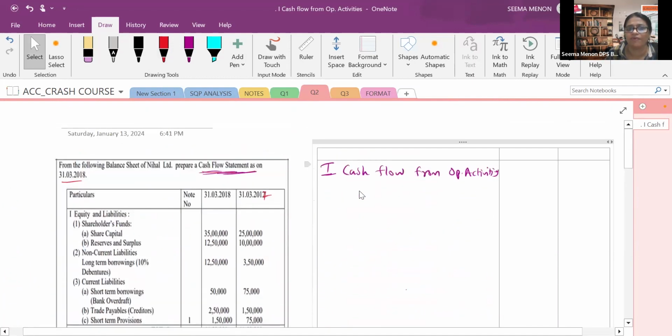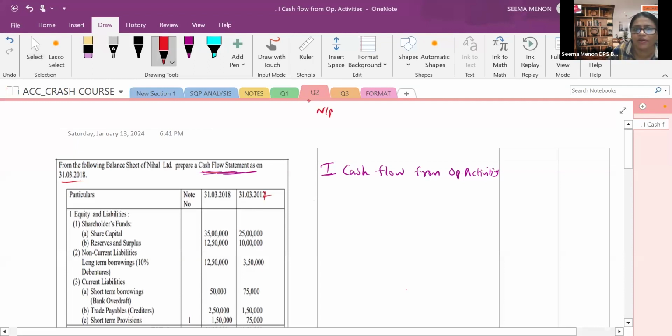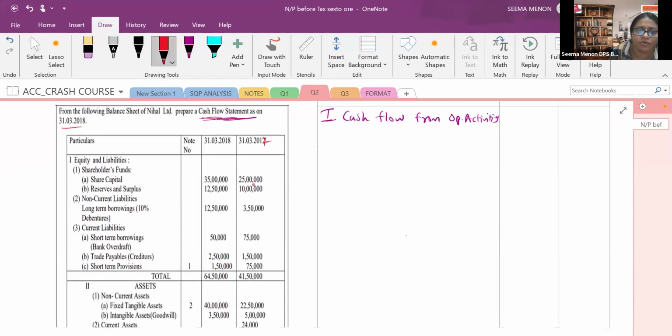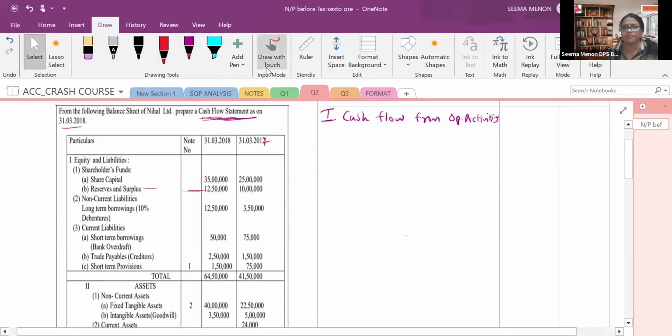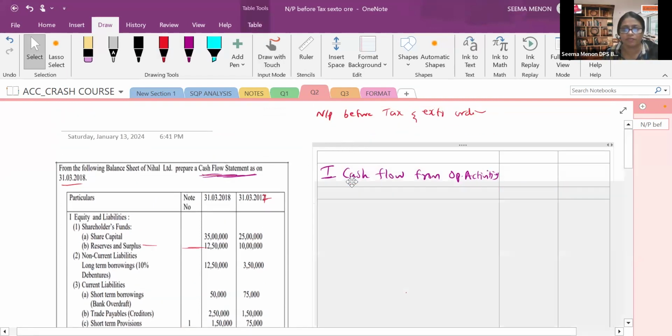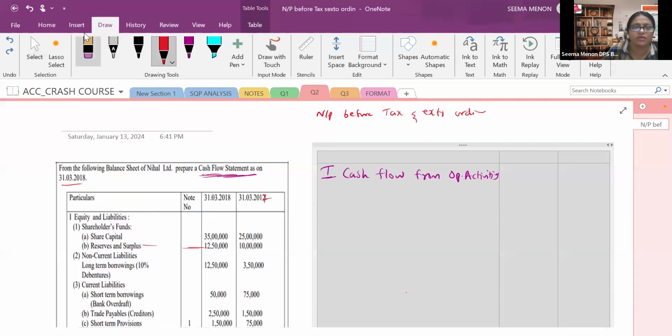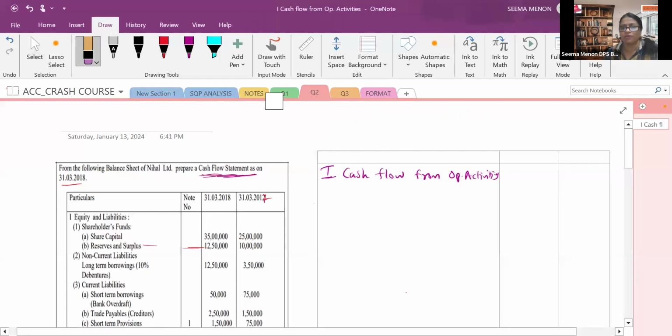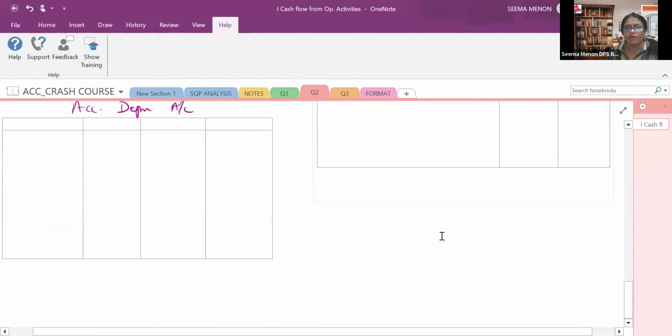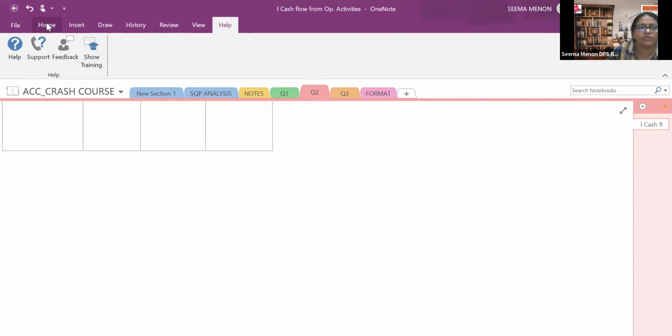So here we made a small note. We can make net profit before tax and this is your working note. Before tax and extraordinary item, you have to find out the net profit. So you can see that profit during the year is not given. But to know that, you will always take this amount. Here there is not enough space. So I'll take this to the bottom of the cash flow statement. So here you can write the working note.